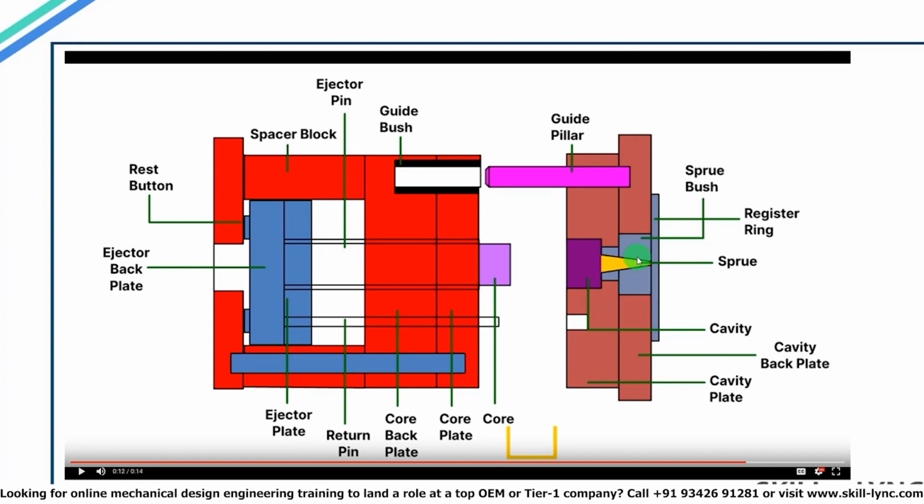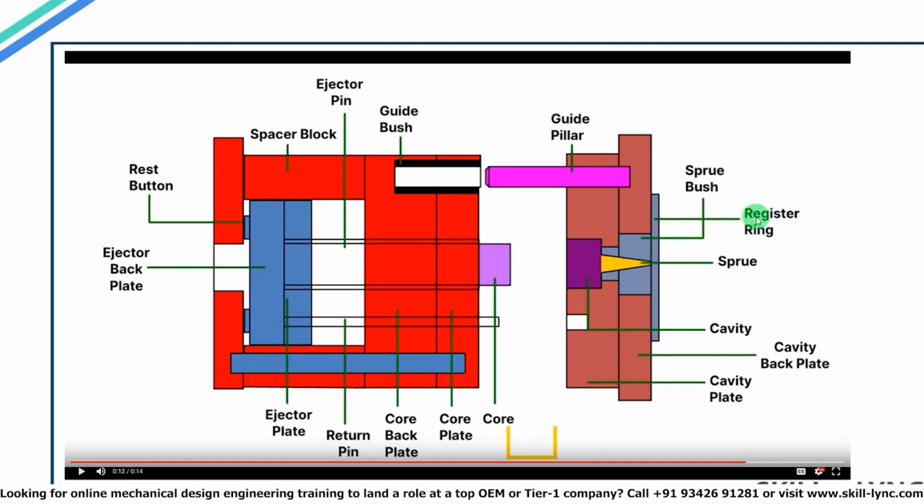Now you might also notice that a separate sprue bush is provided around the sprue. Now why is sprue bush a separate element? Because the material that is being injected from the nozzle to the sprue is very hot. The material of sprue bush is specifically pre-hardened to handle this hot material.